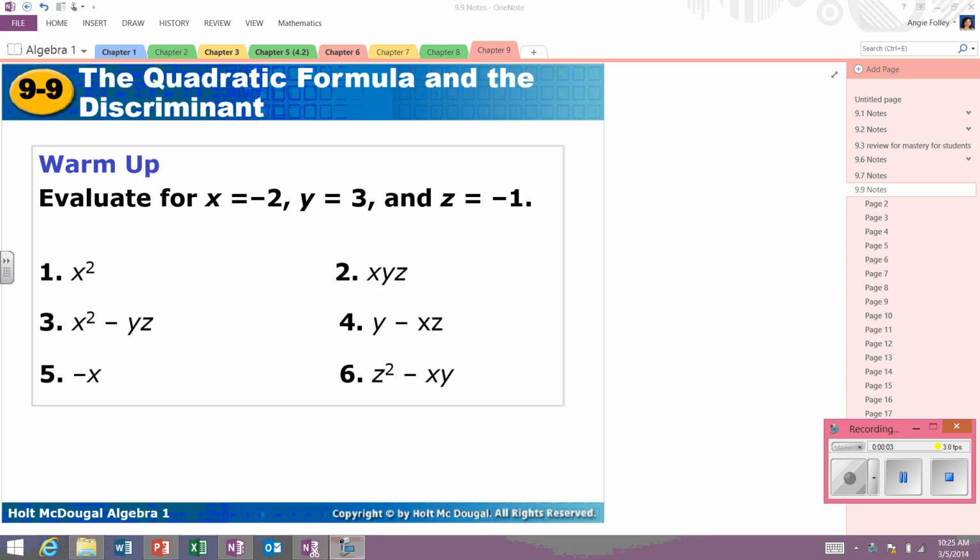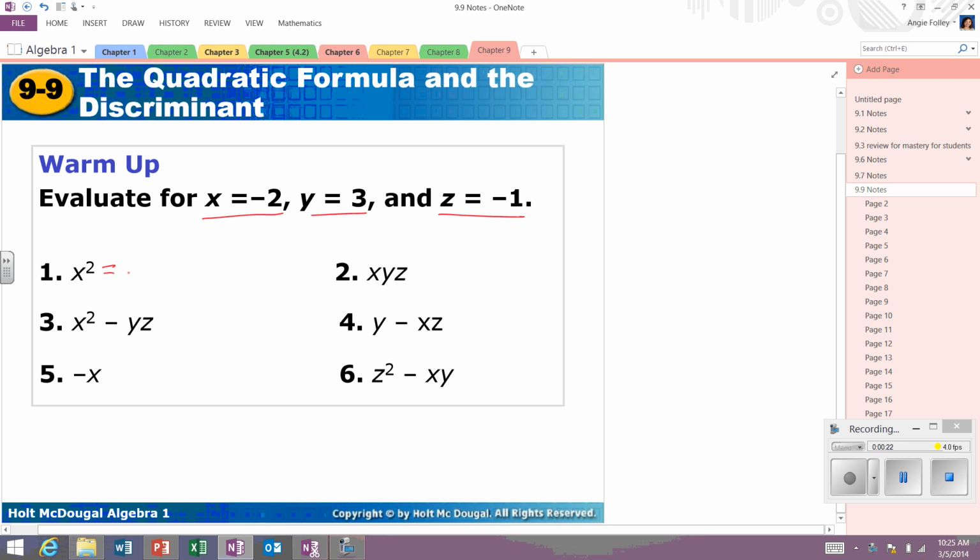This is Algebra 1, Lesson 9.9. We're going to look at using the quadratic formula and the discriminant to solve quadratic equations. So let's start with our warm-up. They want us to evaluate the expressions when x is -2, y is 3, and z is -1. So we're just going to plug these values in.